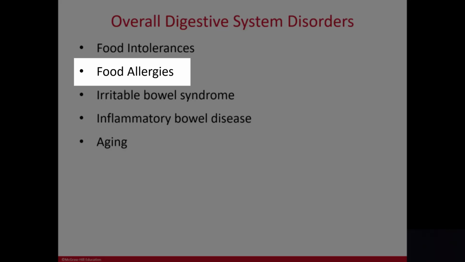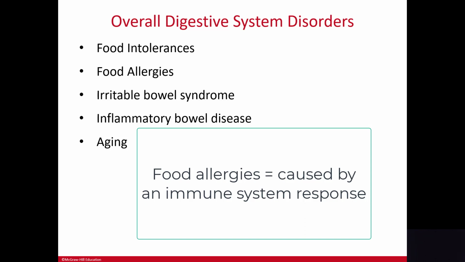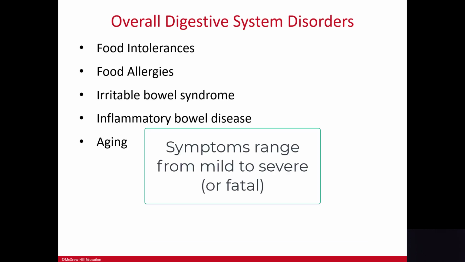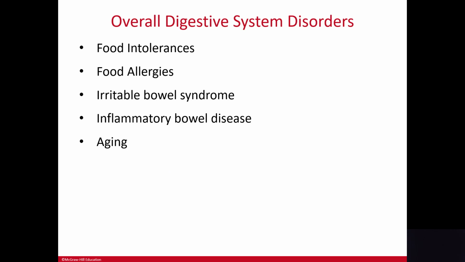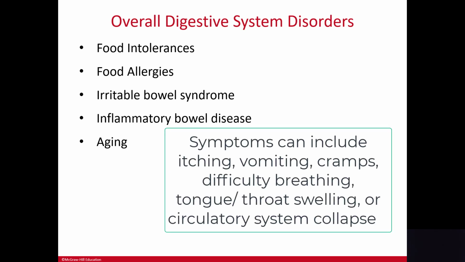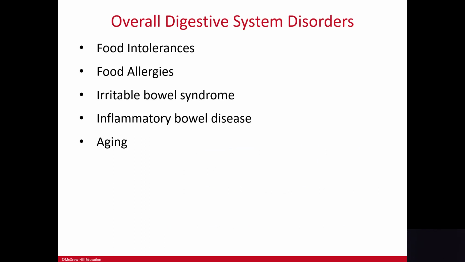Food allergies are different. These are caused by an immune system reaction that occurs in response to eating certain foods. So food allergies are caused by trigger foods, and these can cause mild symptoms or very severe symptoms, sometimes even fatal reactions. So these reactions can be GI symptoms like vomiting or stomach cramps, or they can be more severe, life-threatening things like difficulty breathing, tongue and throat swelling, or something simple like itching. So it can really run the spectrum of symptoms with a food allergy.